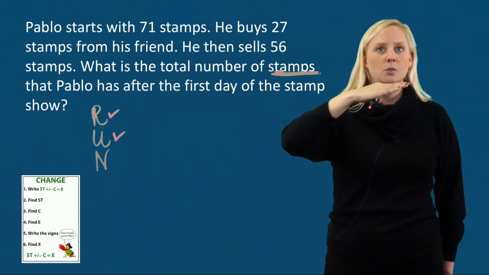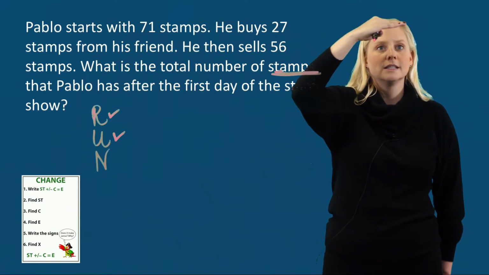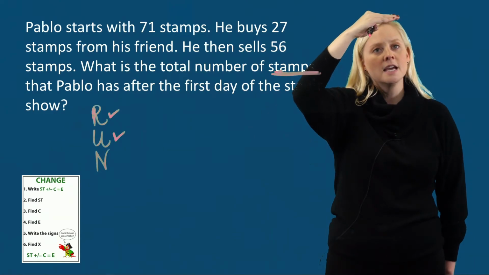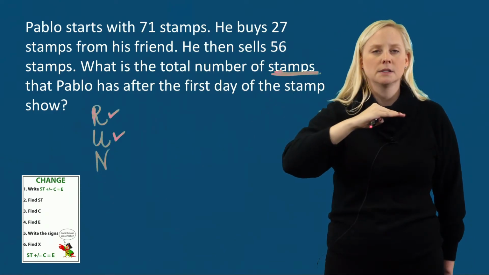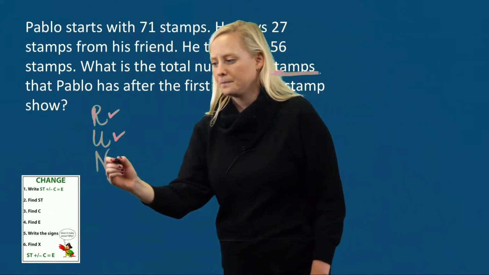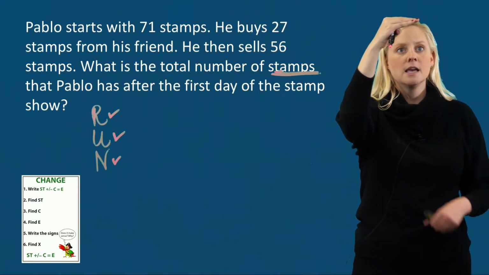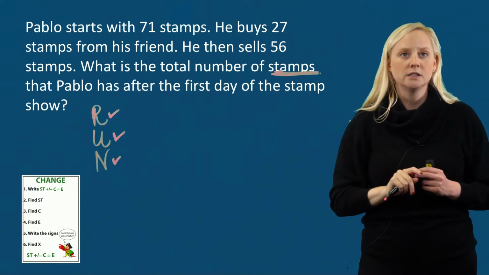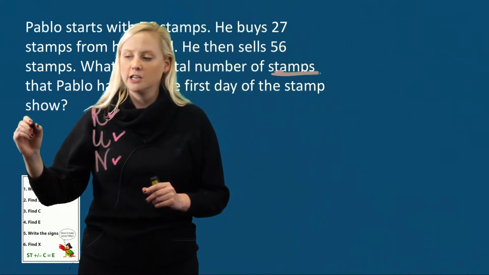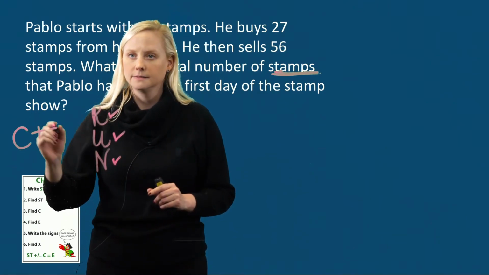He started with 71, and then he bought 27. If he bought 27, his number was increasing. But then a second thing happened. What was the second thing? He sold 56 stamps. So then our amount decreases. So we have a double change problem. We first have an increase when he bought the 27 stamps, and then we have a decrease when he sold the 56 stamps. So we are going to identify this as a double change problem by writing C plus minus.